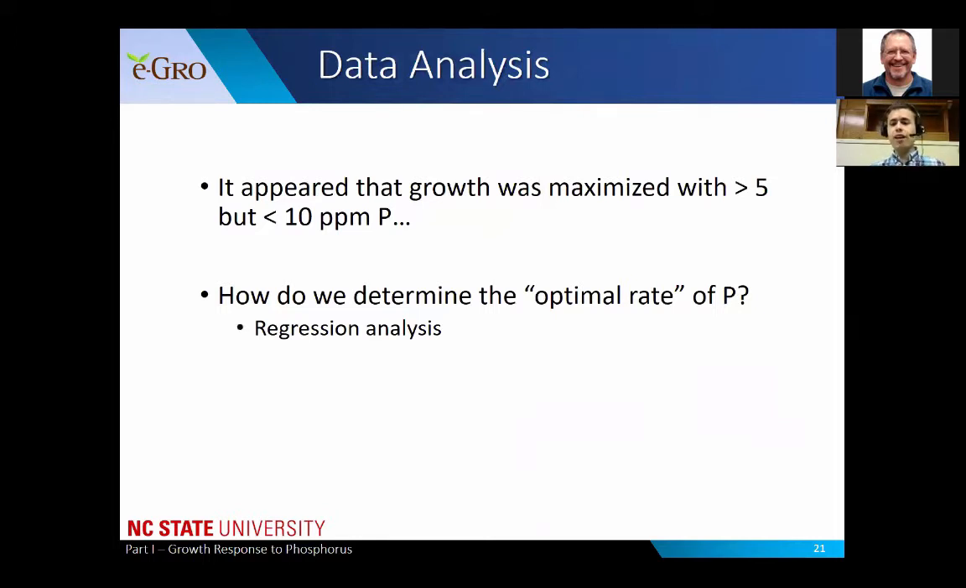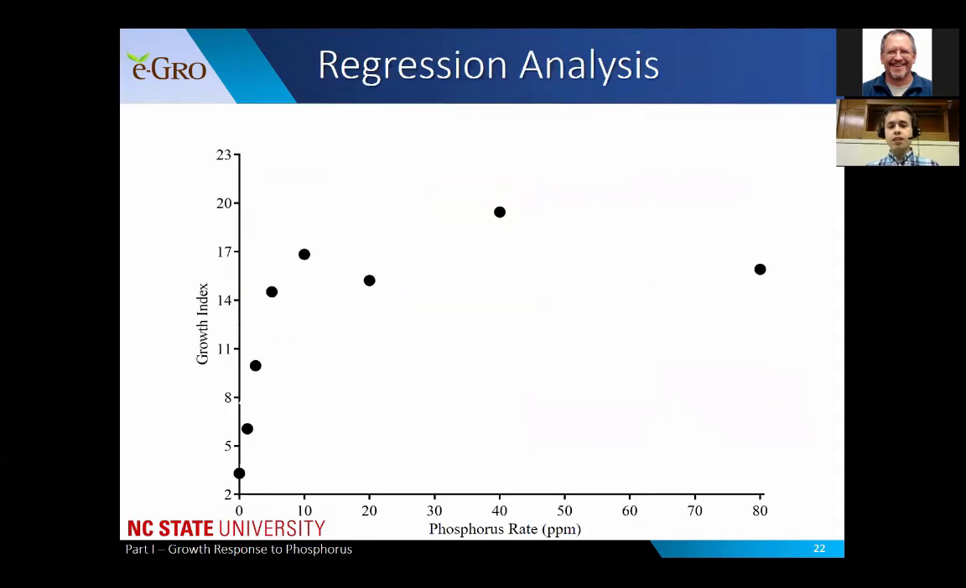And our question was, how do we determine the optimal rate of phosphorus? And for this, we used regression analysis. So here you can see the mean growth index for each of the treatments we just looked at, all strewn across a graph. So growth index is there on the y-axis with the different phosphorus rates on the x-axis.